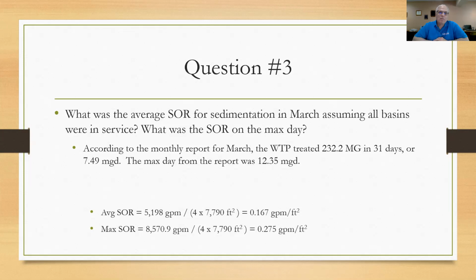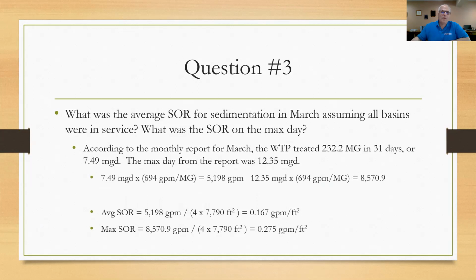And that number is in the table too. Also in the table is the max day for the report, which was 12.35 MGD. So now I've got the average day and the max day in MGD, which I can convert to gallons per minute and divide by the square foot area of a basin to come up with my surface overflow rates. And you remember in the previous video that we put out, we like to be no greater than 0.5 gallon per minute per square foot. And you can see that these two rates work out pretty conservatively.